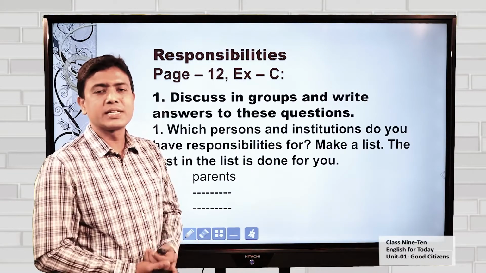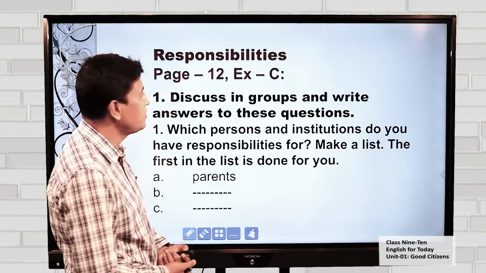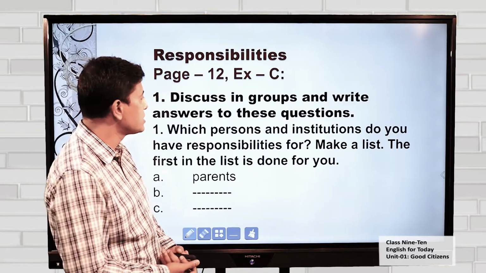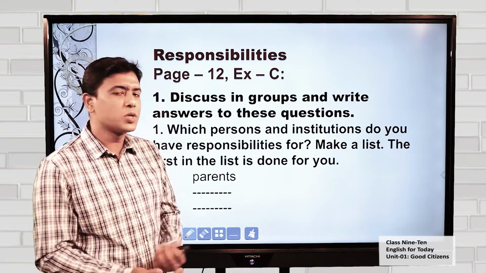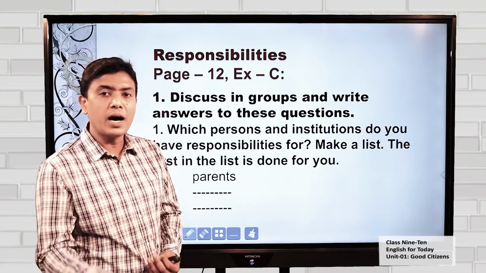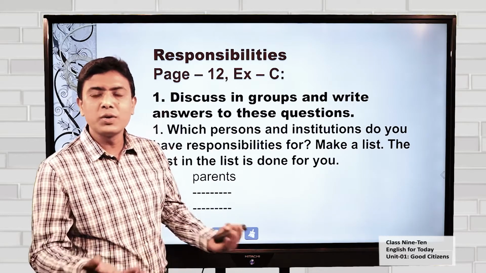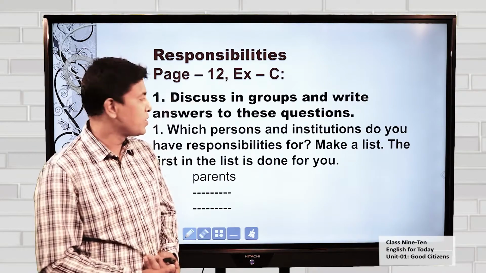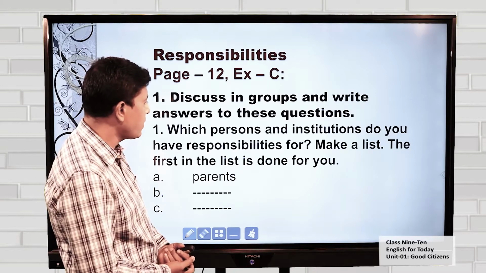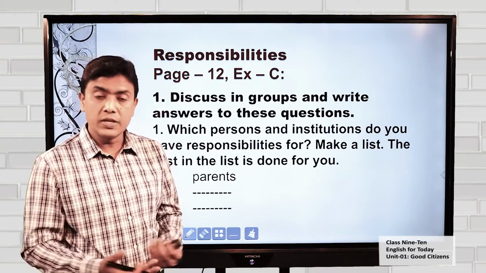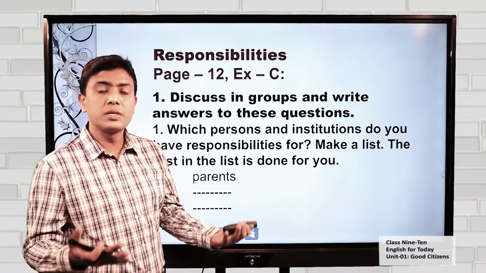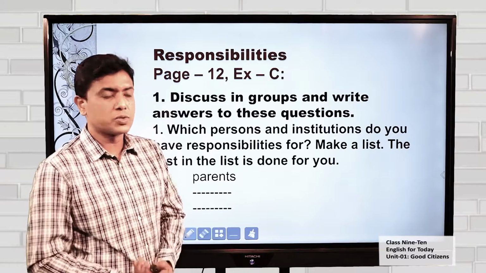Now, my dear students, let us participate in an activity. In page number 12, exercise C, what we have: discuss in groups and write answers to these questions. So it is not possible for you to make a group now, but you can think on your own and you can ask your parents or your elder brother or sister. The question: which persons and institutions do you have responsibilities for? Definitely you have responsibilities for many people. You have responsibilities for different entities of the society.